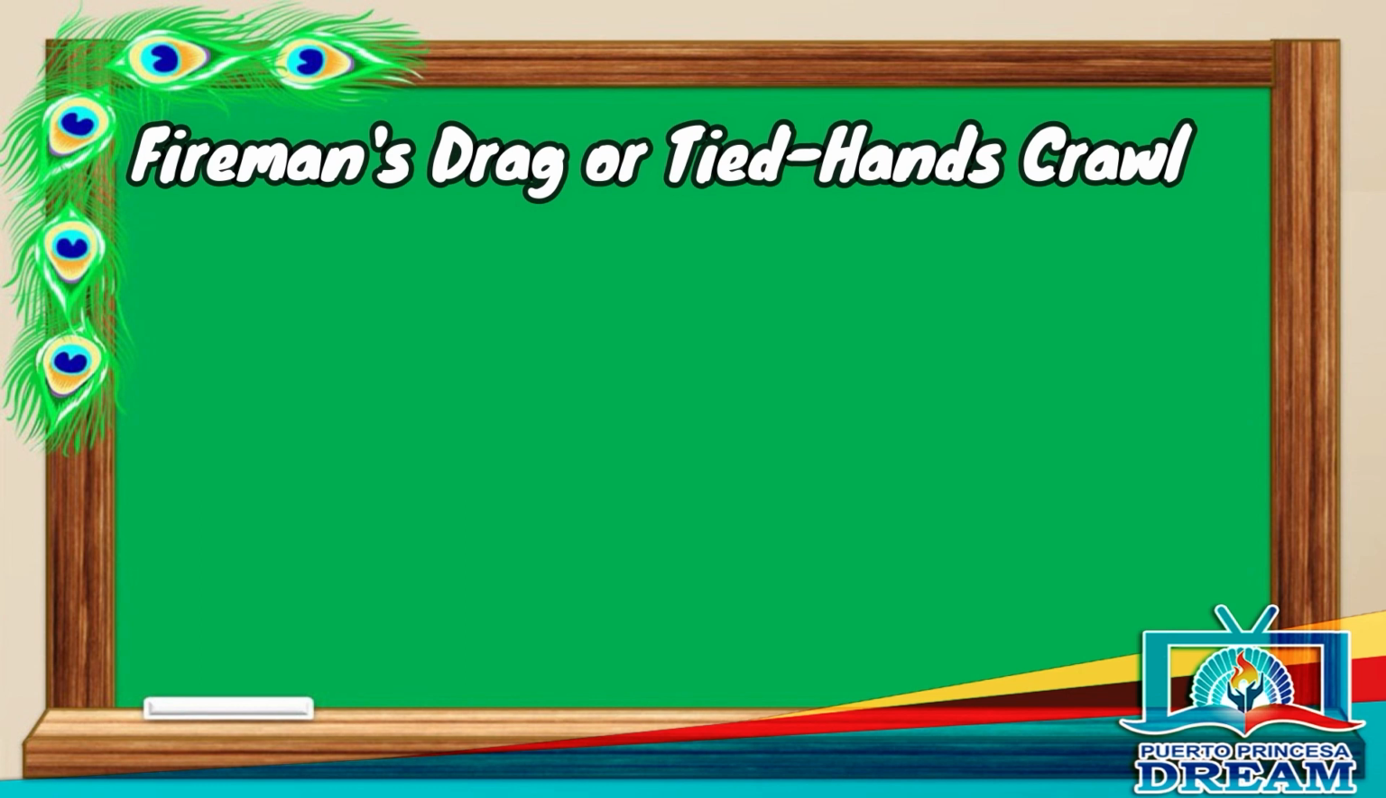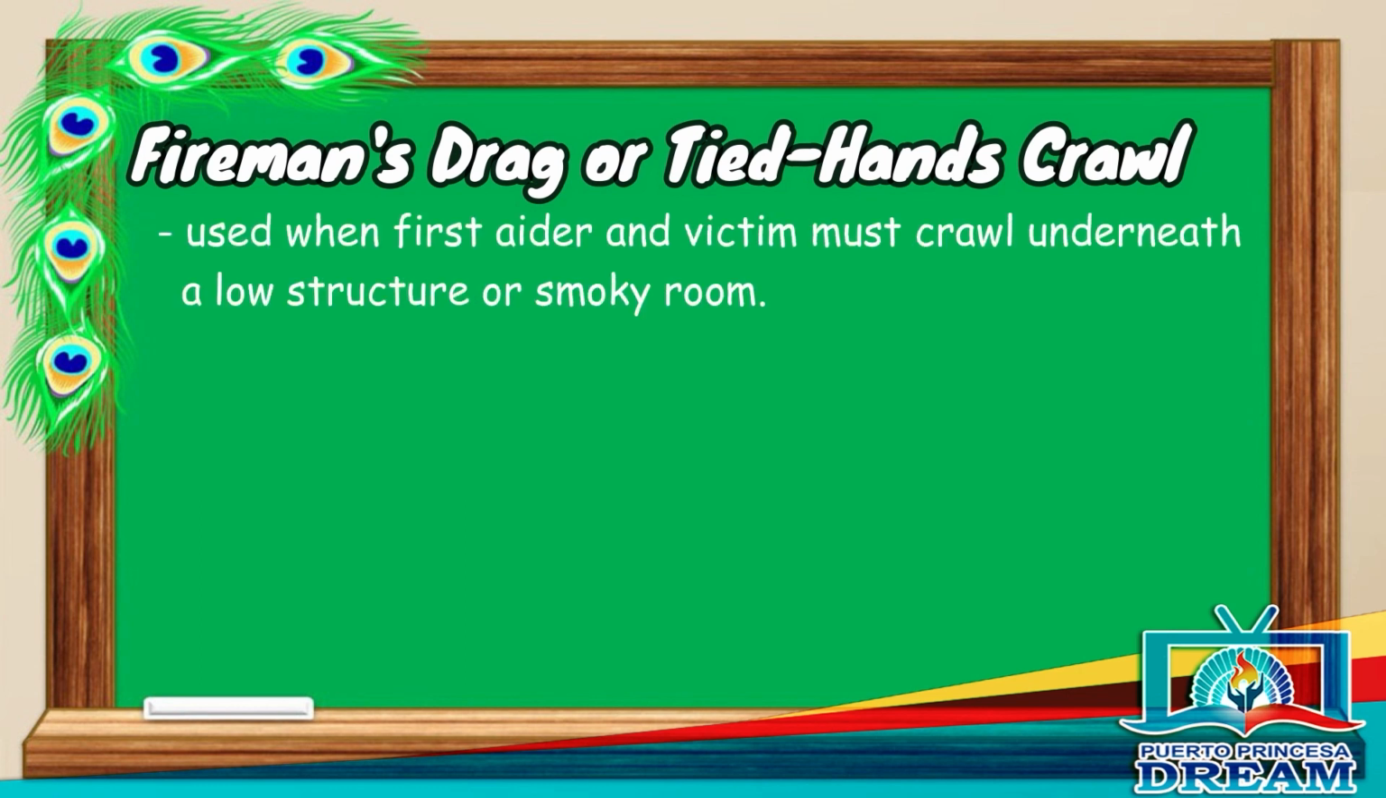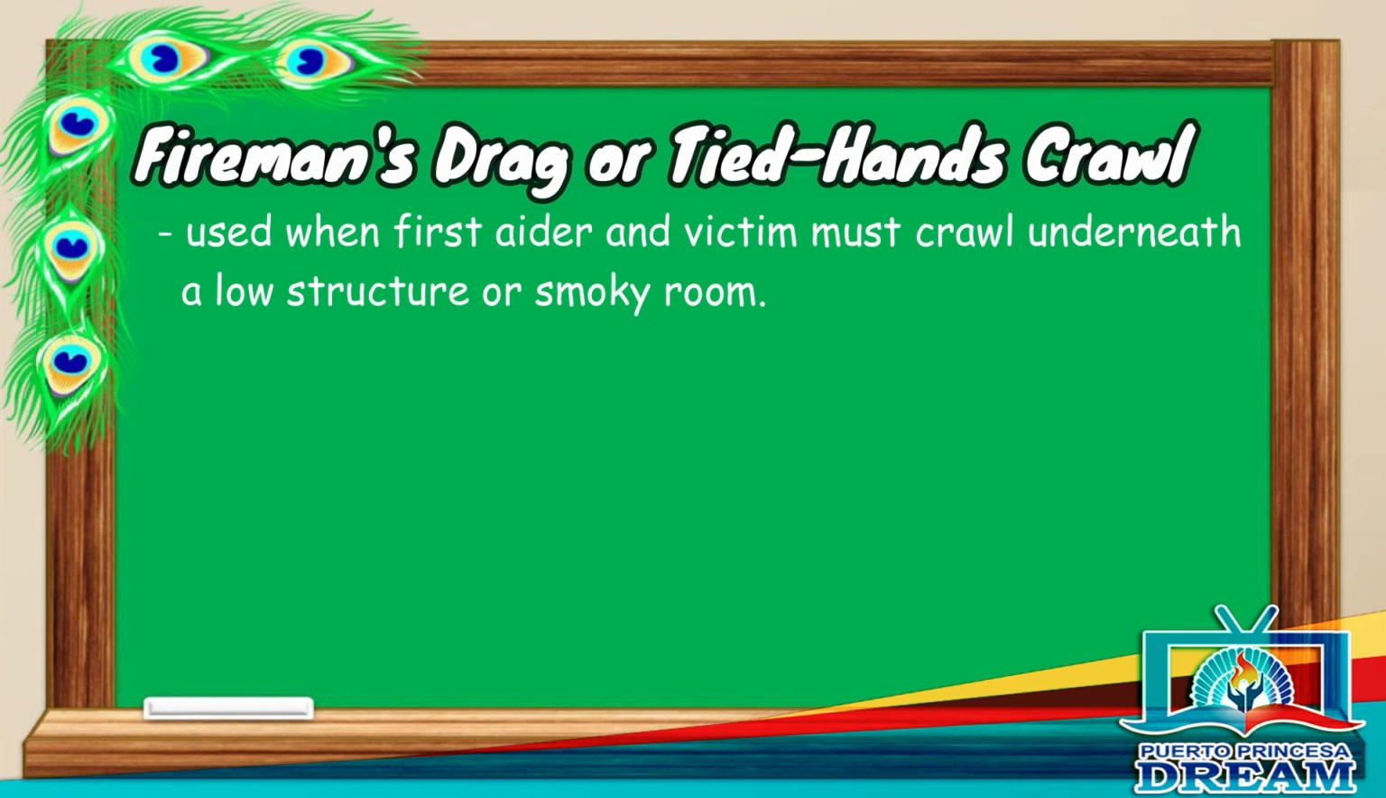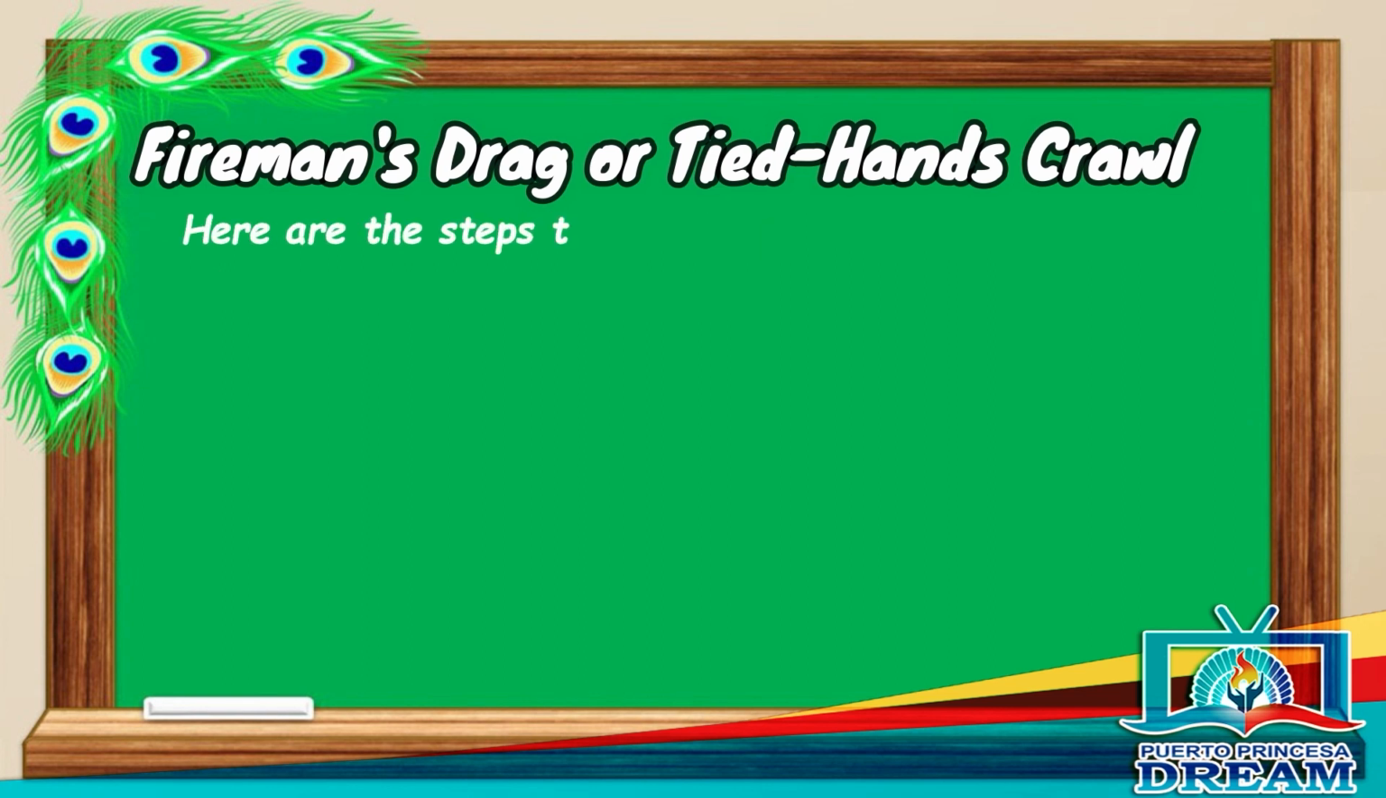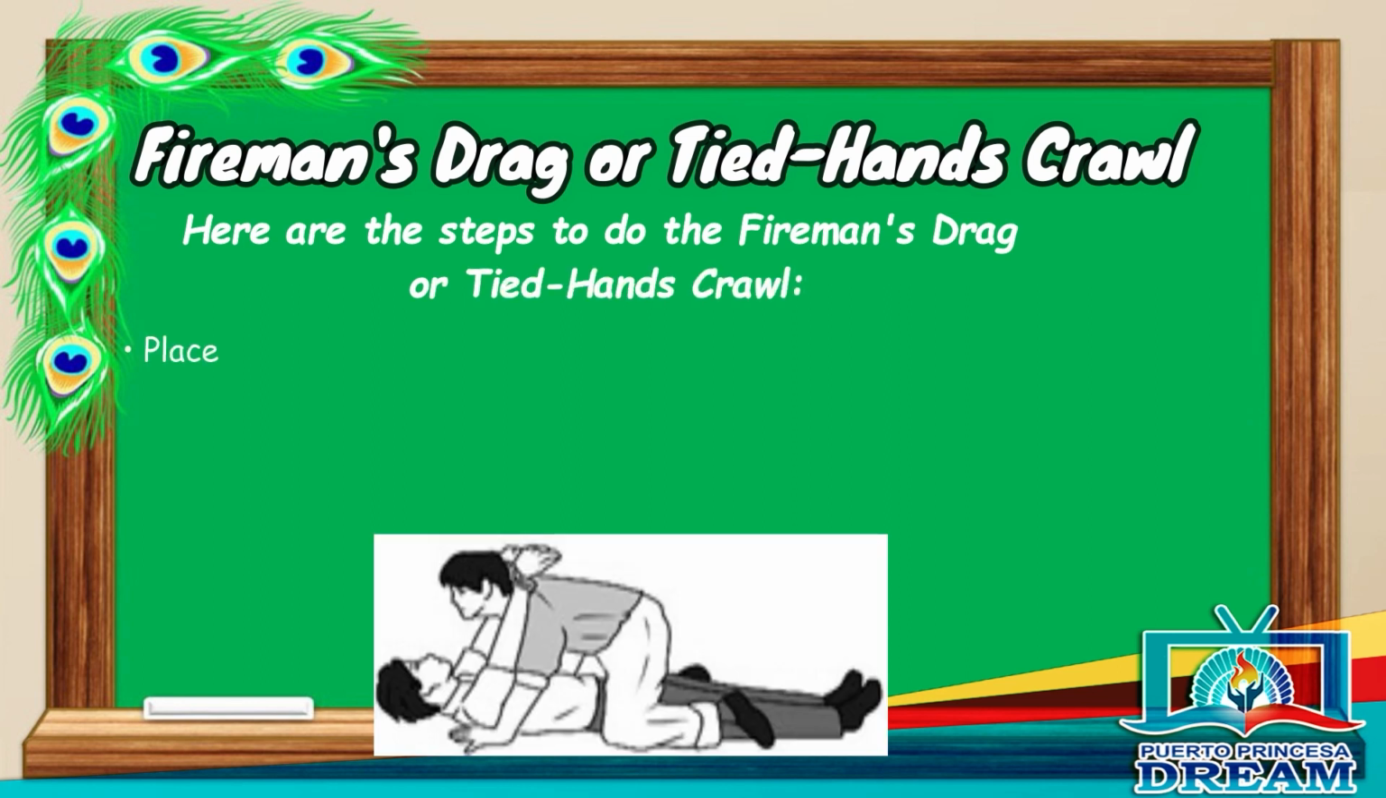Fireman's drag or tie hand crawl. Used when the first aider and the victim must crawl underneath a low structure or in a smoky room. Here are the steps to do the fireman's drag or tie hand crawl. Place the casualty face up.